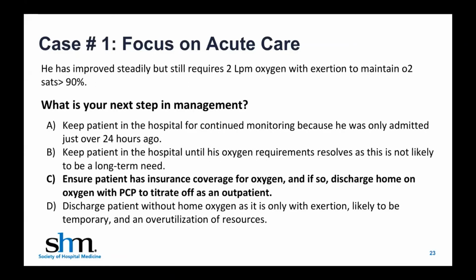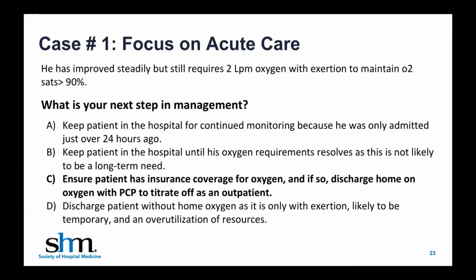If you answered C, ensure the patient has oxygen coverage, and if so, discharge home, this is what a hospitalist would do. When we think through the other answers, again, thinking back to those principles that we've been talking about, we really want to discharge the patient home as soon as safe. And so regardless of how long she's been in the hospital, if she's stable and we can make sure that she has the appropriate care at home, we should really try to get her out of the hospital.